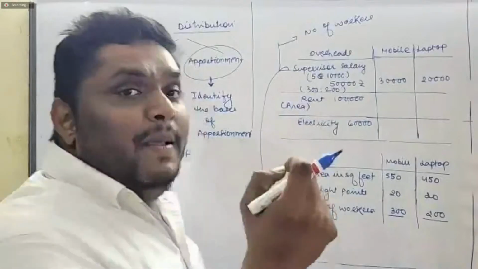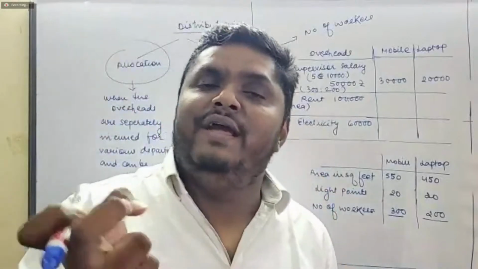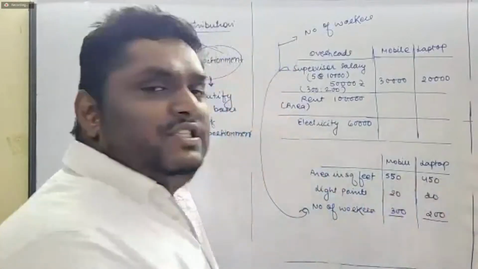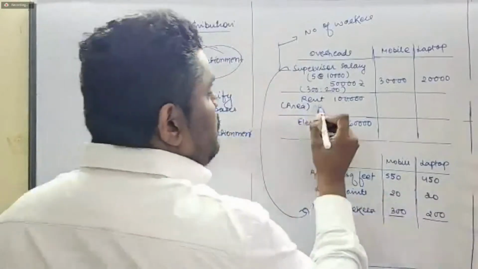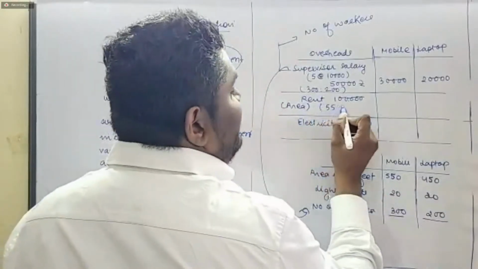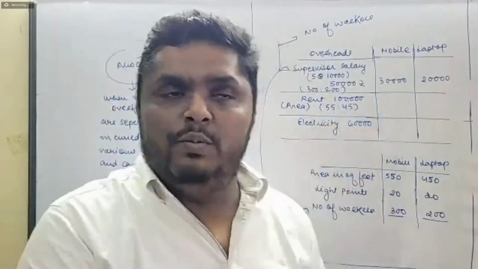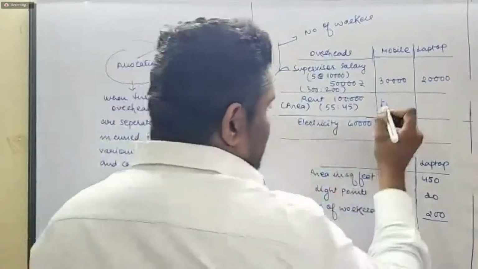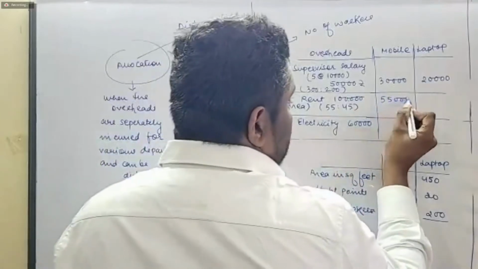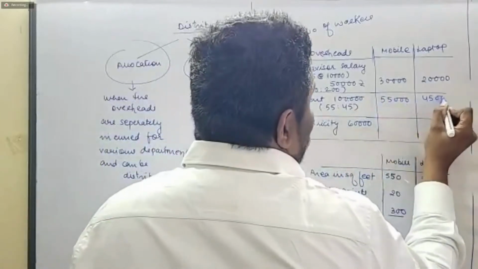And once the basis of apportionment is identified, then in that ratio, we will distribute the rent. So herein the ratio is 55:45. 550 is to 450, or 55 is to 45. It's the same. So 55,000 and 45,000.